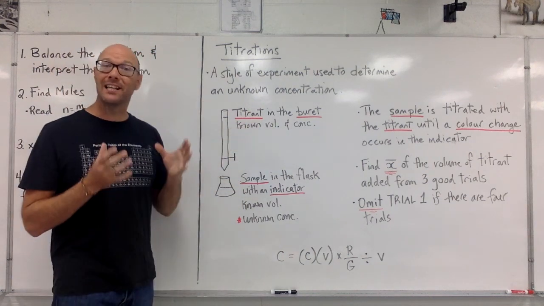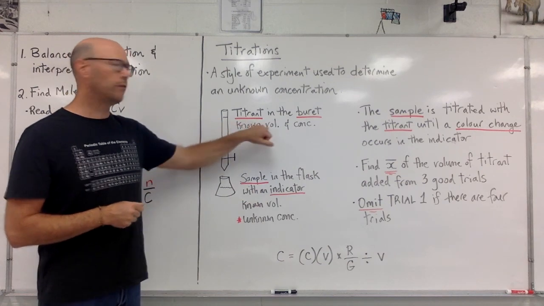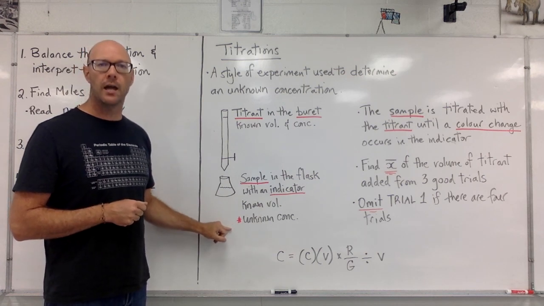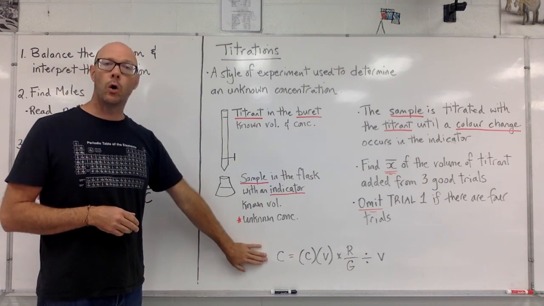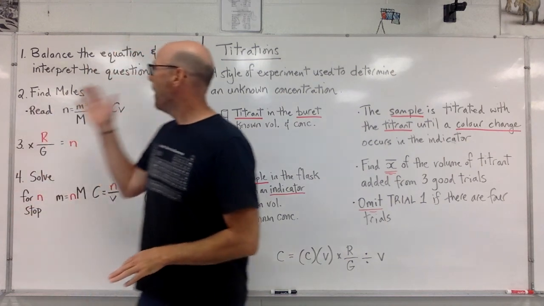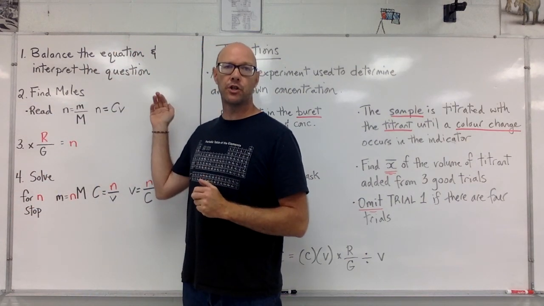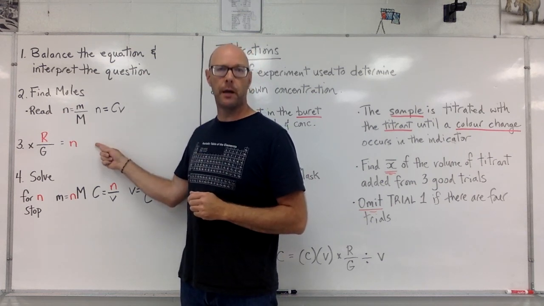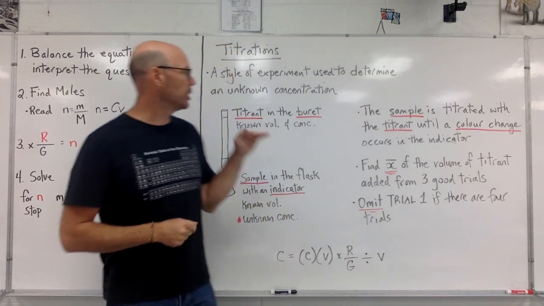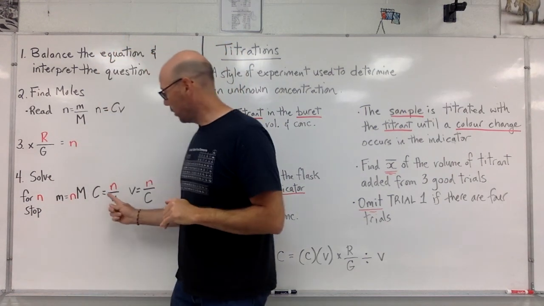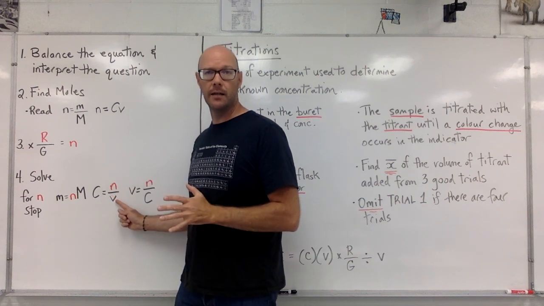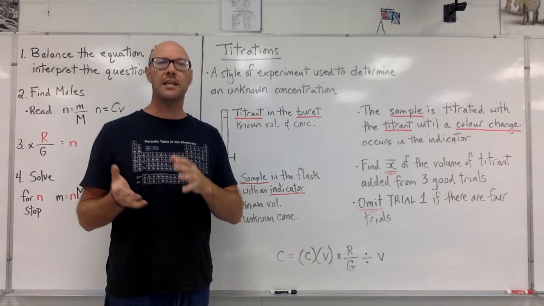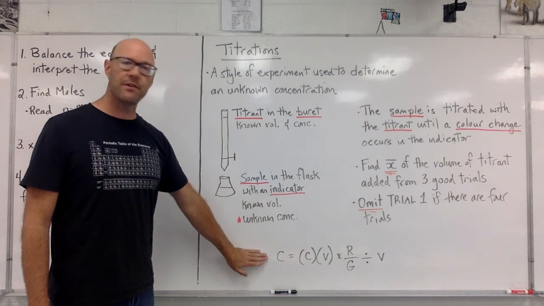Because this experiment is really narrowly defined, where here we know the volume and the concentration, here we know the volume, but we're looking for the concentration, the stoichiometry of it is always the same. After we balance the equation and interpret the question, we're always going to find moles by doing C times V. We're always going to multiply by R over G. And because by definition, we're looking for concentration, we're always going to divide by the volume in the end. When we do a solution stoichiometry problem of the titration style, the math is always the same.